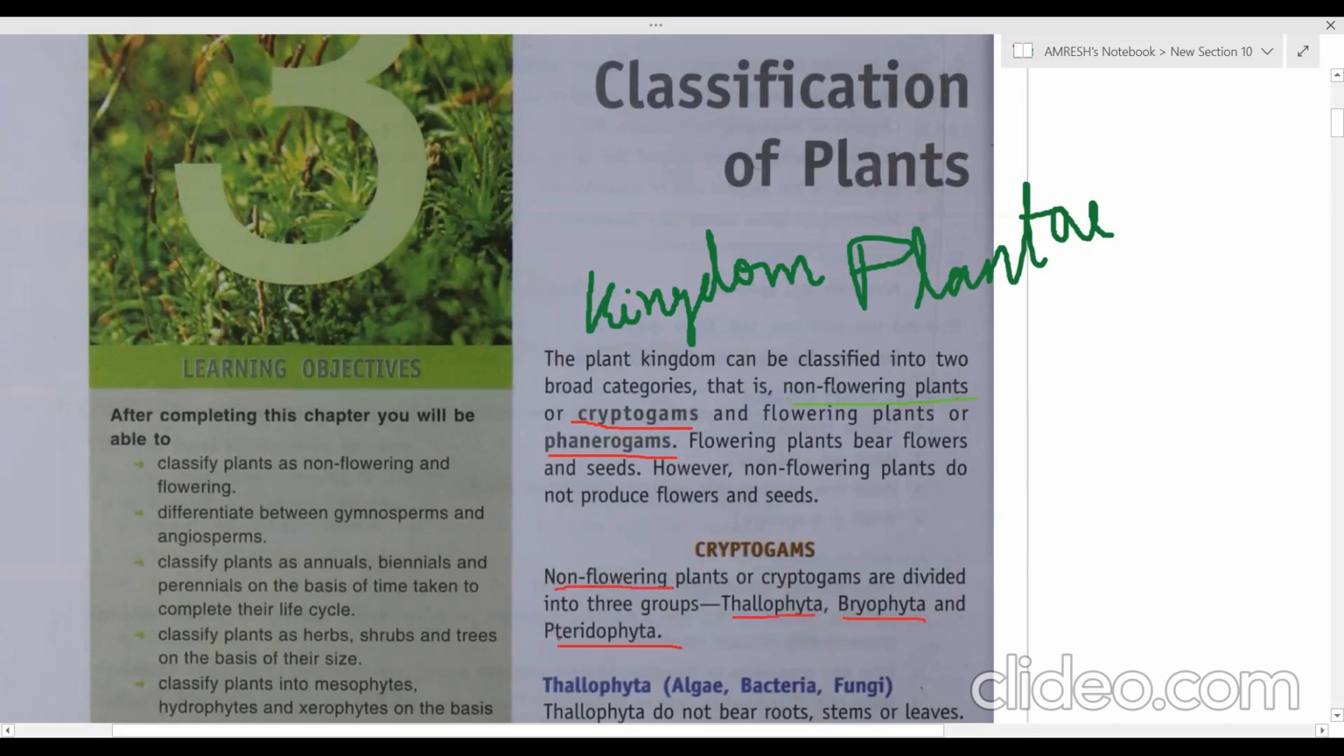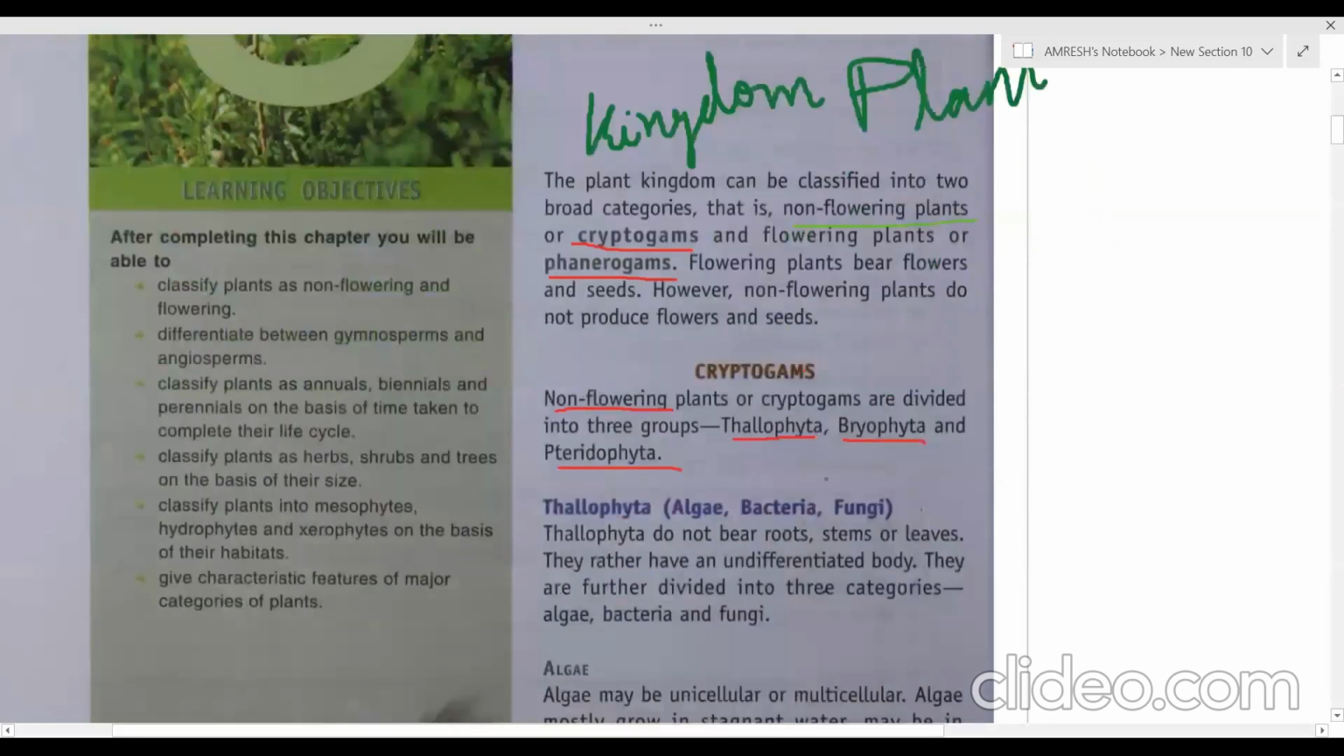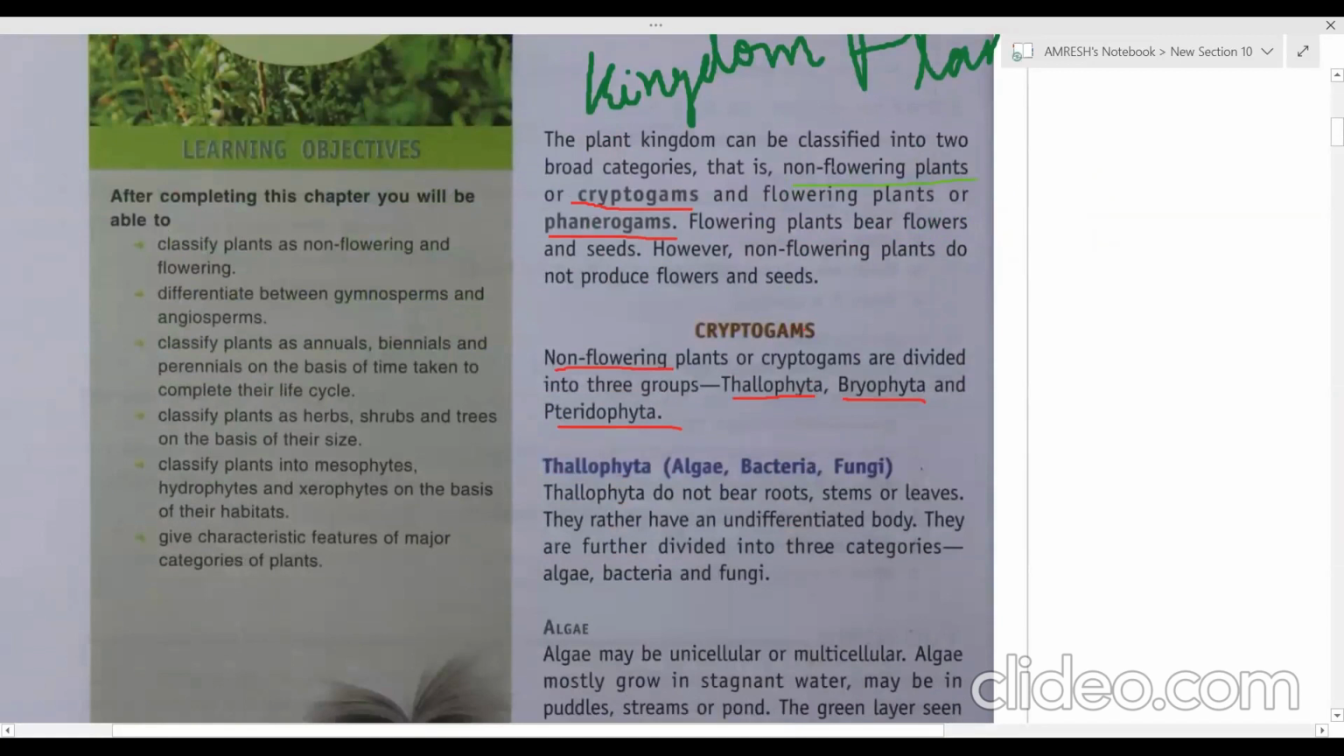It is your Pteridophyta, but here P is silent. So again, your cryptogames are divided into three groups: Thallophyta, Bryophyta, and Pteridophyta. Thallophyta includes algae, bacteria, and fungi. See, bacteria and fungi both are of different kingdoms, but here we are discussing about them because they have some similar characteristics with the plants. But you should keep in mind that the bacteria and fungi we will discuss here will be included in kingdom Monera or fungi.